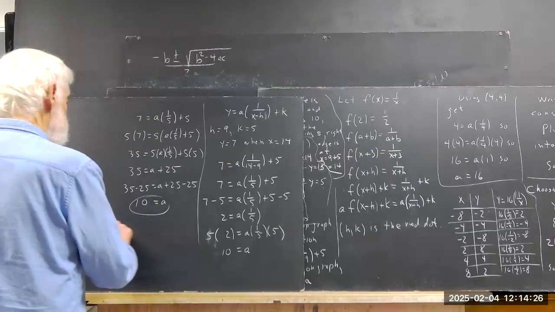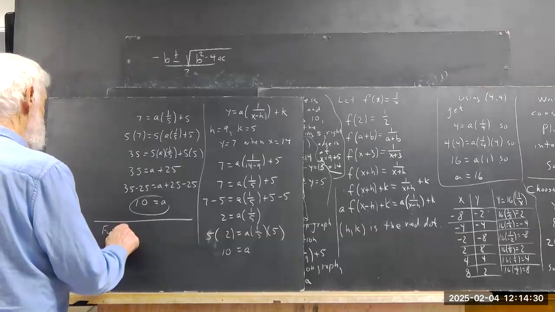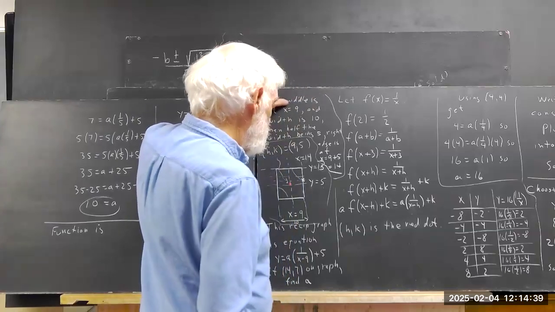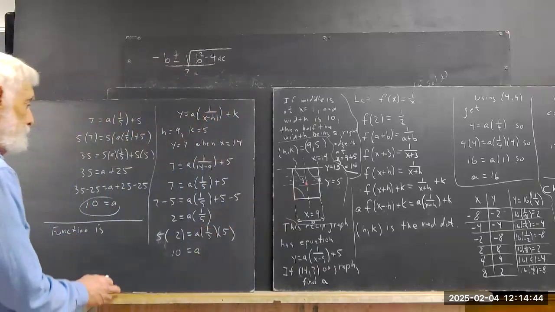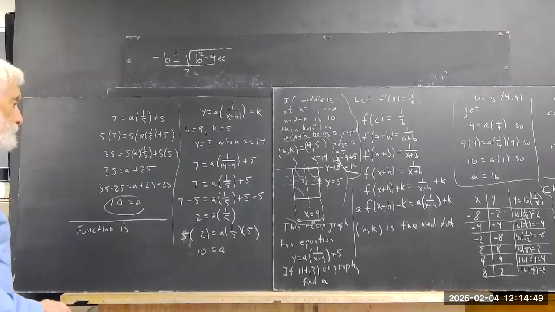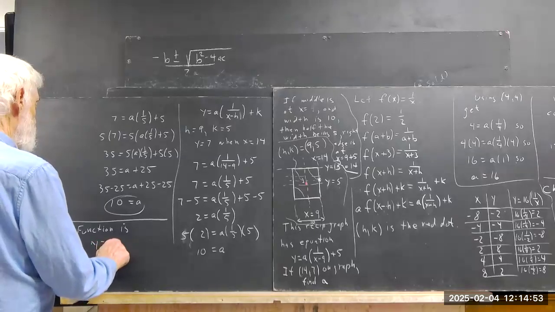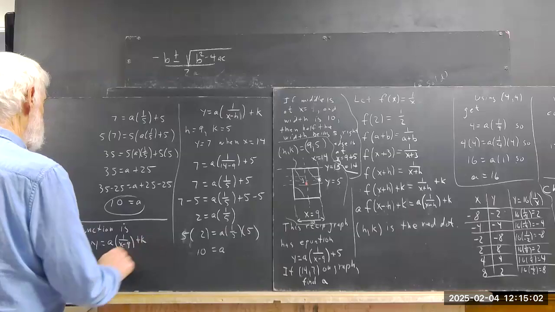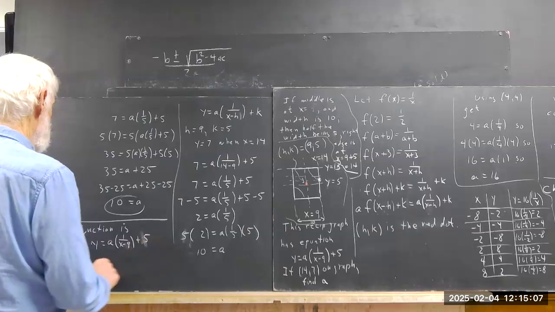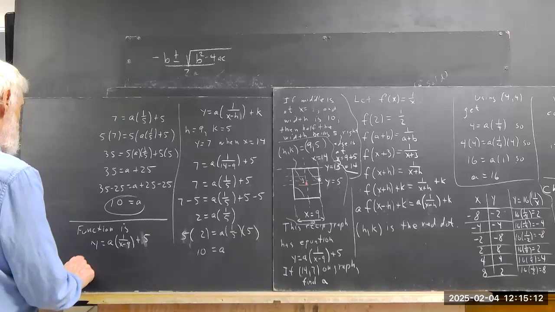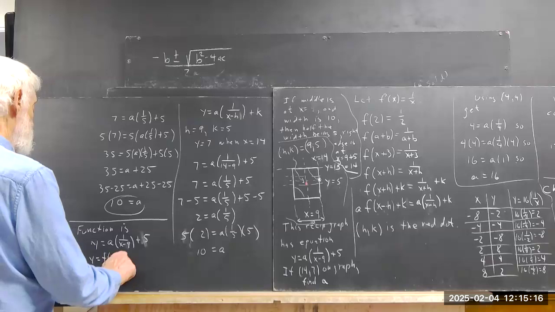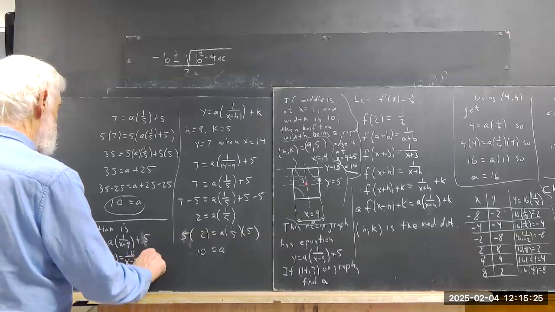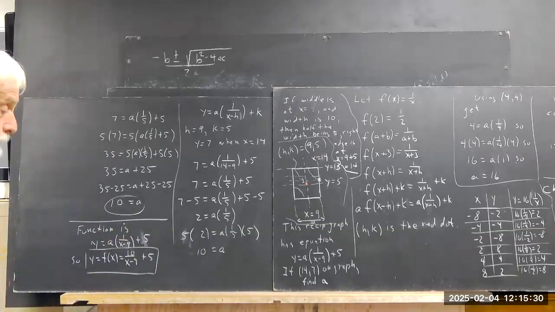What's our conclusion? The function that we drew here in this rectangle at that location is y equals a times 1 over x minus h, plus k. So y equals f of x now equals a, which is 10, over x minus 9 plus 5, right?